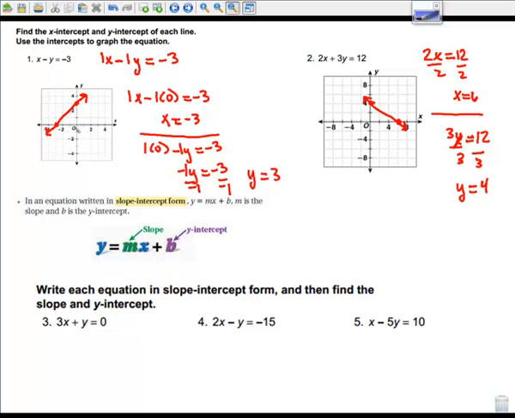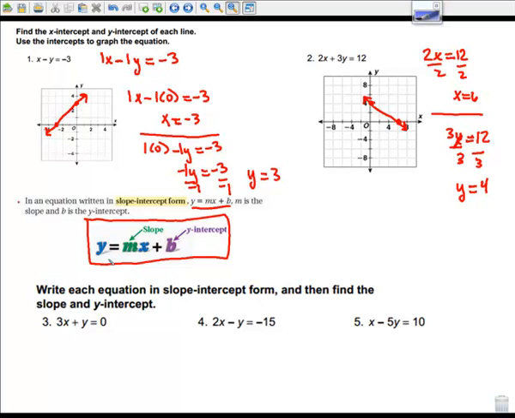And you can see over here this has a positive slope and this has a negative slope, which brings us to our next form. In an equation written in slope-intercept form, y equals mx plus b. So here is your slope-intercept form. M is the slope and b is the y-intercept. So I want you to write this in your fill-in right here. Write it big and bold. Y equals mx plus b. M is the slope, b is the y-intercept.